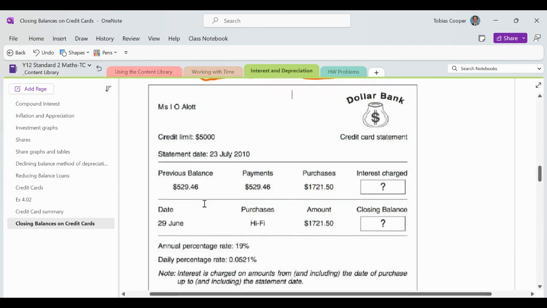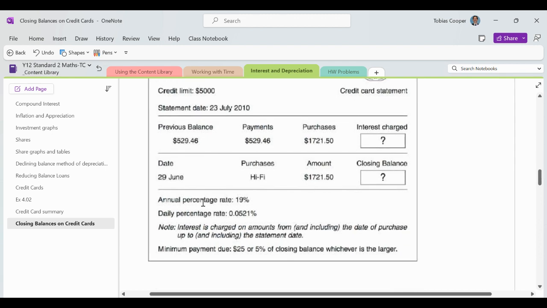Okay, so if you look at her statement and go down to where it says minimum payment. So minimum payment due is either $25 or 5% of the closing balance, whichever is larger. Okay, so we need to calculate the closing balance here. You can see here there's a blank spot for the closing balance.